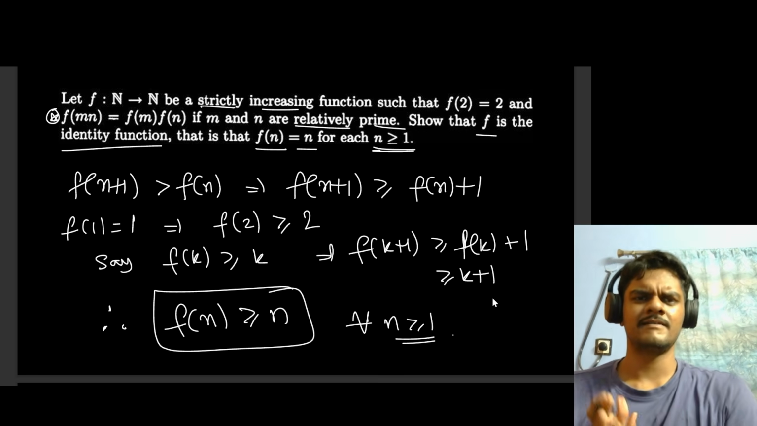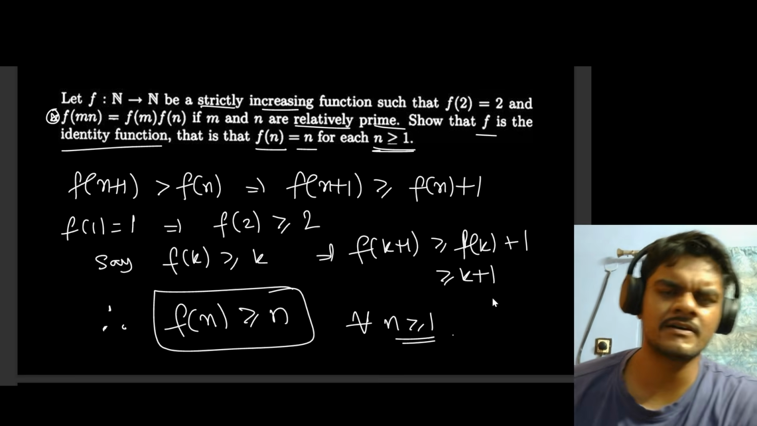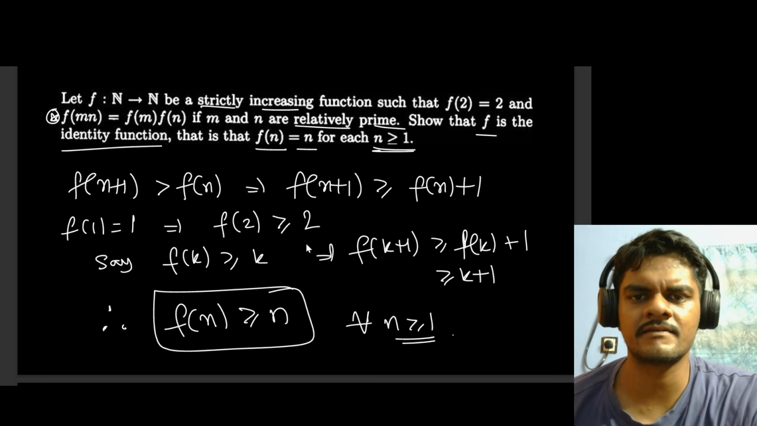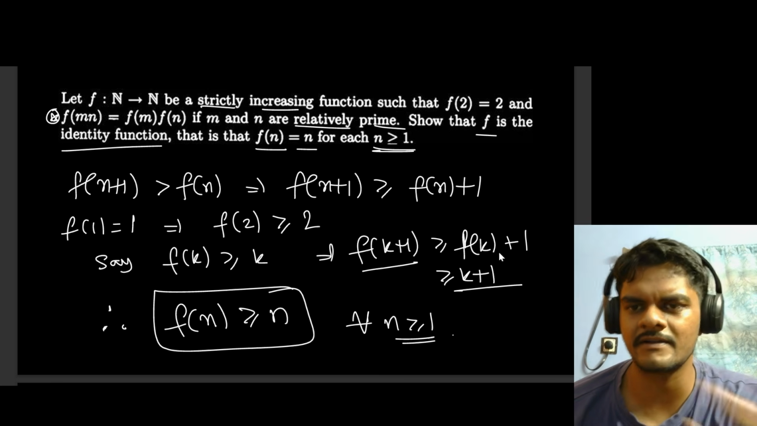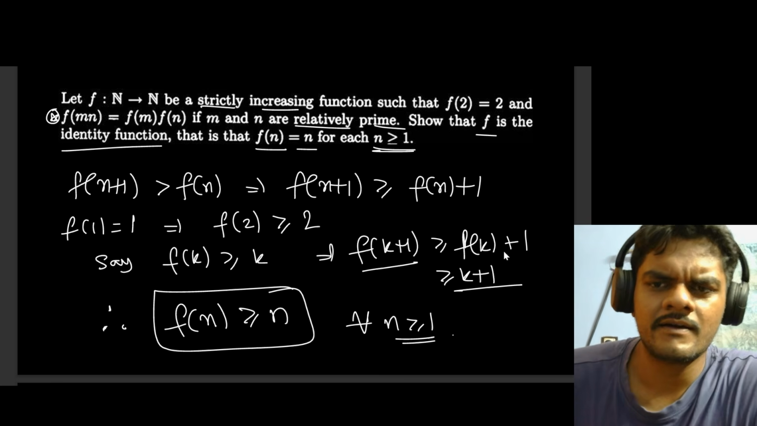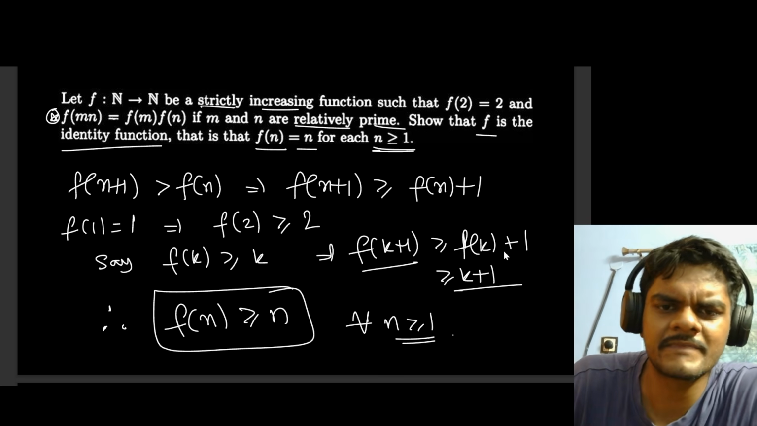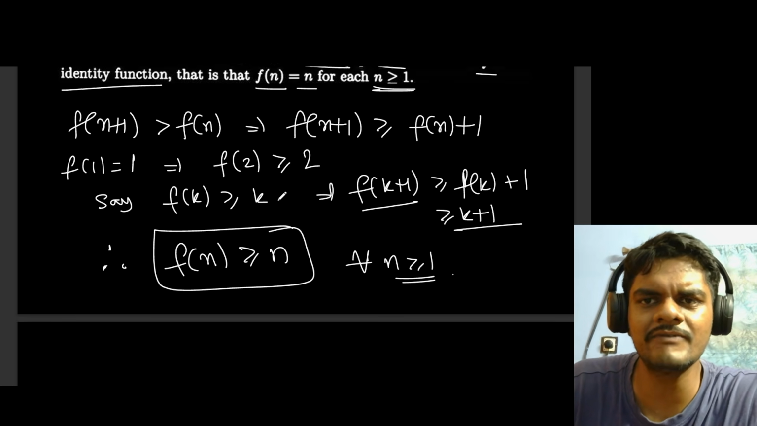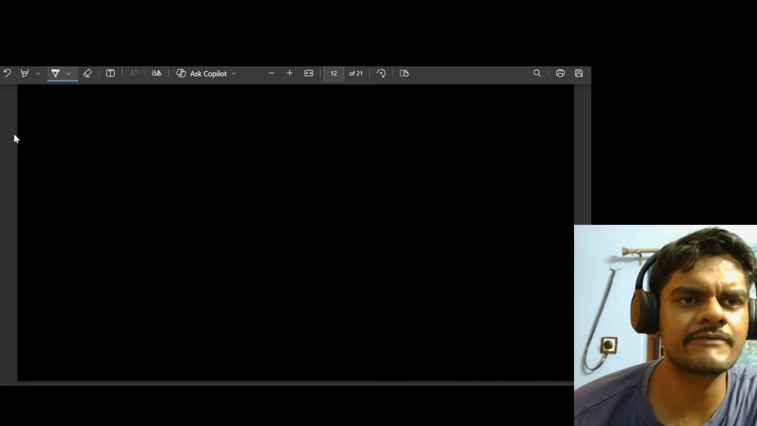Is this clear? So this is the inductive presumption, and then this is the inductive step, and then everything is proved, right? Nice. If we get this, can we find f of 3? What is f of 3?